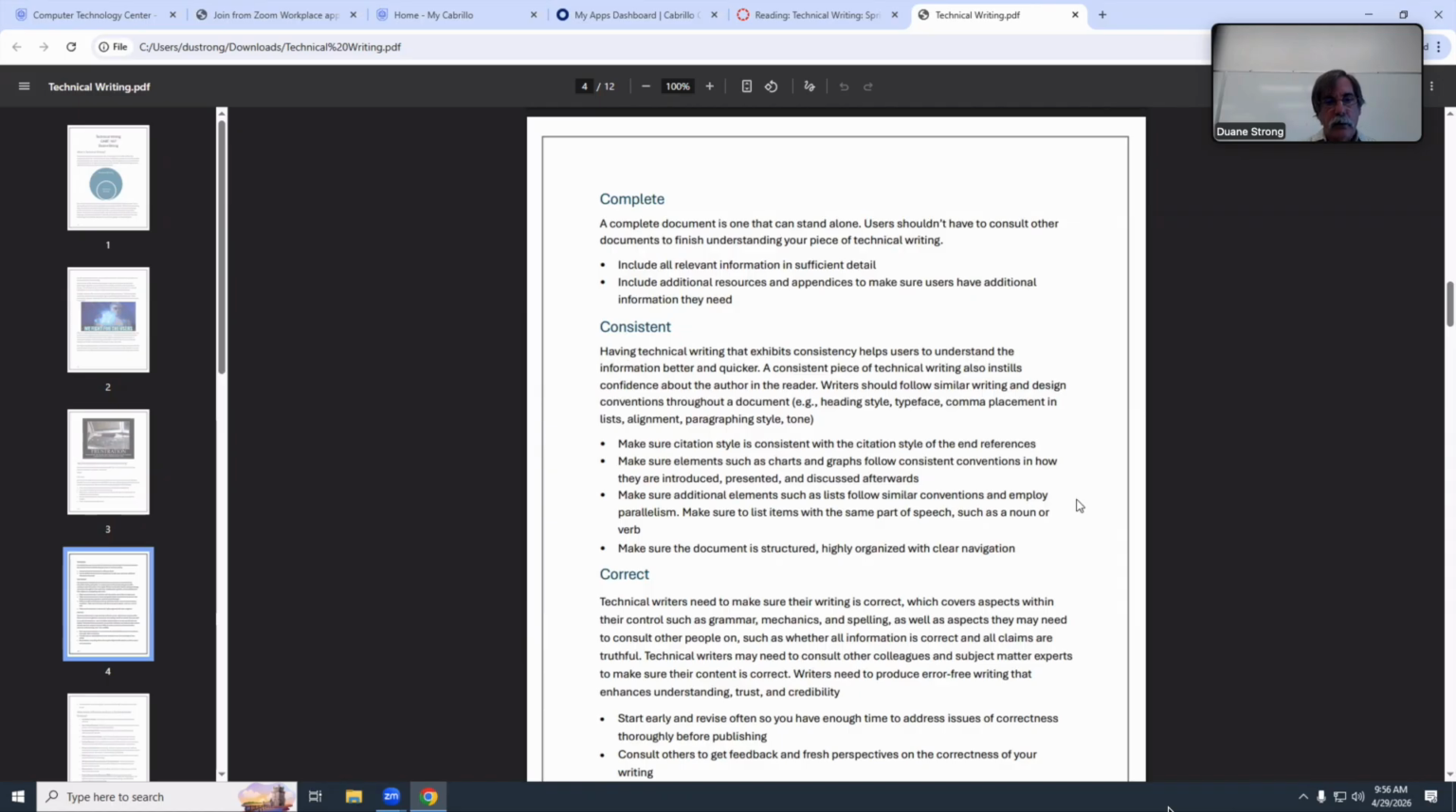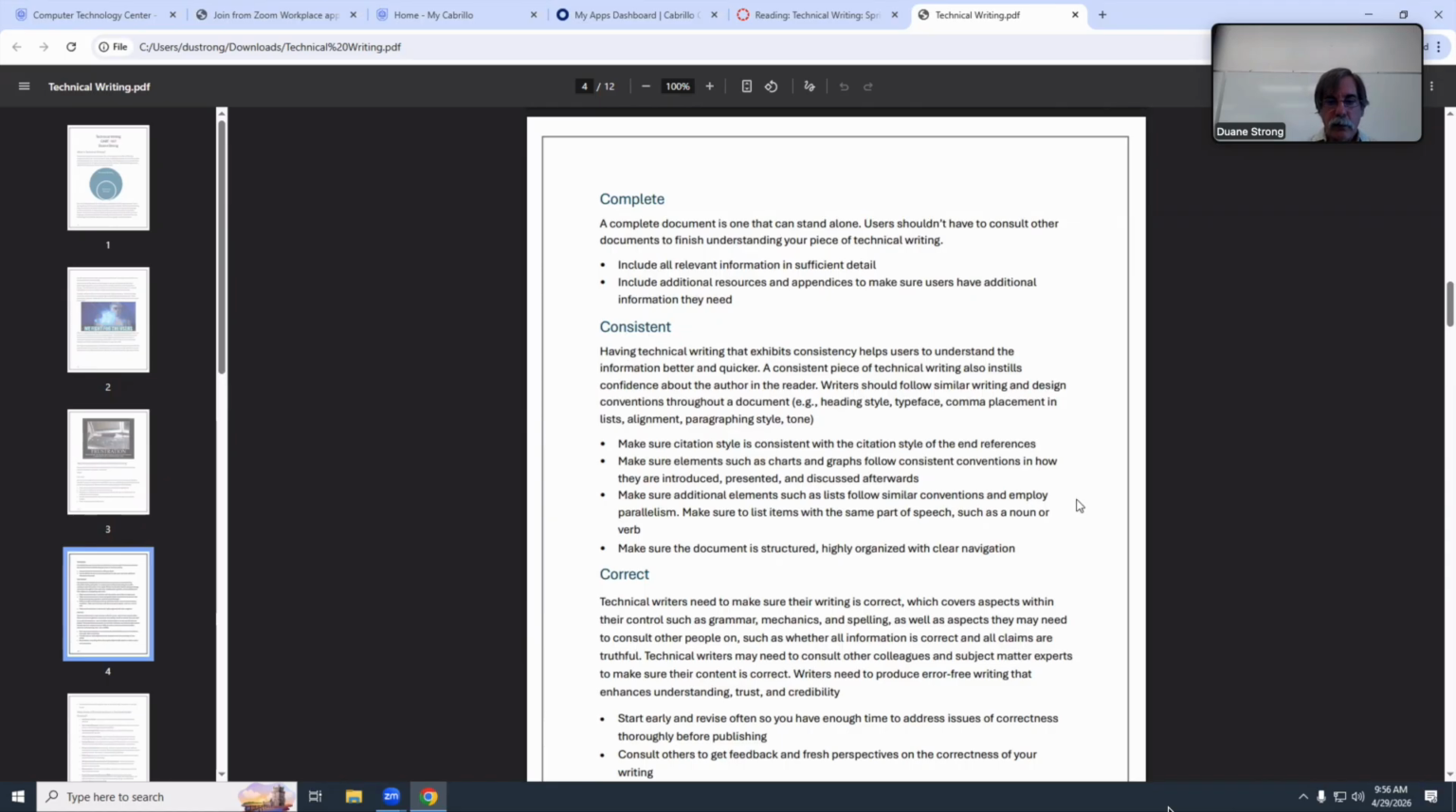So in order to do that, you want to include all relevant information in sufficient detail. Any additional resources, maybe an appendix, to make sure users have additional information they need. The next C is consistent. Having technical writing that exhibits consistency will help the user understand the information better and quicker and make them feel better about you, the writer.